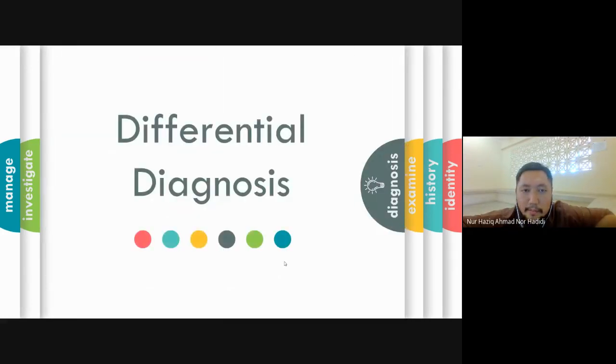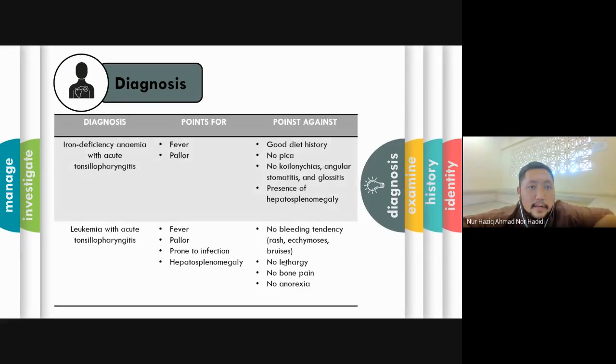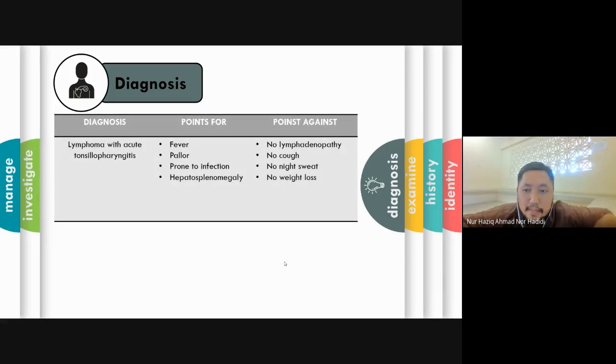So basically, up until now, my provisional diagnosis will be thalassemia with concurrent infection of acute tonsillopharyngitis, because the patient presented with fever and pallor, and on physical examination, the patient presented with hepatosplenomegaly. However, there is no family history of thalassemia and no jaundice in this patient. So my differential diagnoses would be iron deficiency anemia, leukemia, and also lymphoma.